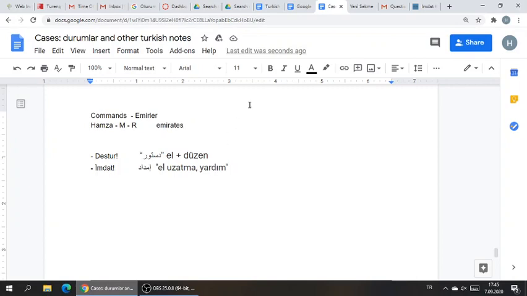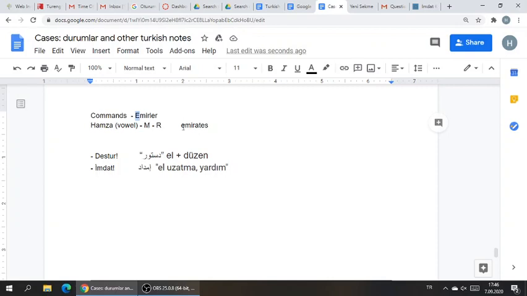Alright, this word emir comes from the Arabic root hamza, mim, and ra. Hamza is a glottal stop in Arabic. It just means a vowel. I'm just going to write that here. When you're learning Arabic roots, think of hamza as just a vowel. So in this word we have e. In other words, with this root you have amir, which would be a commander, someone who commands.